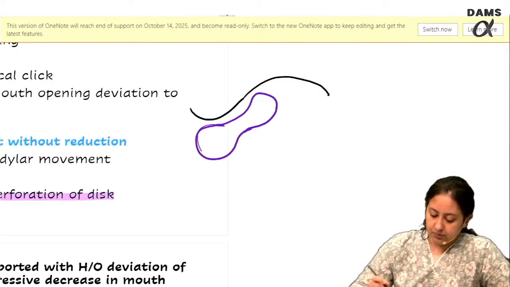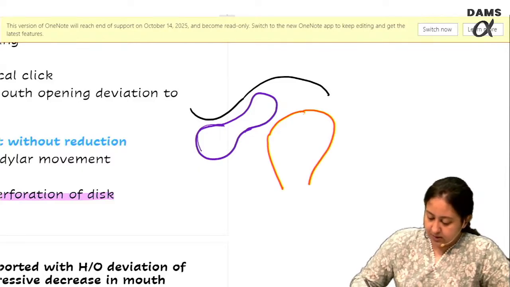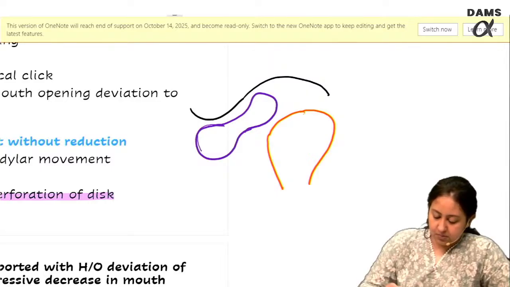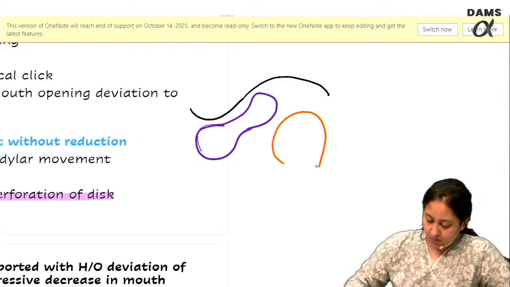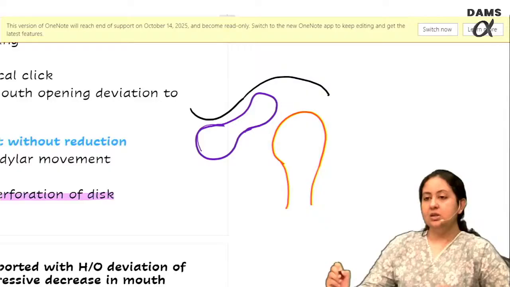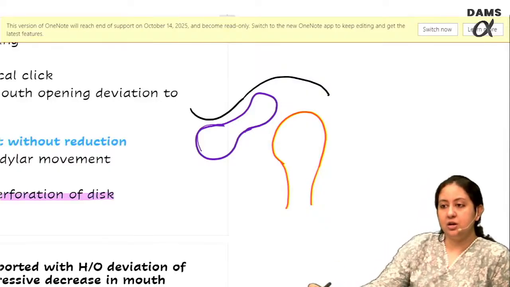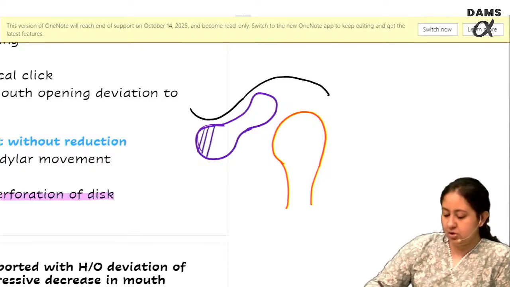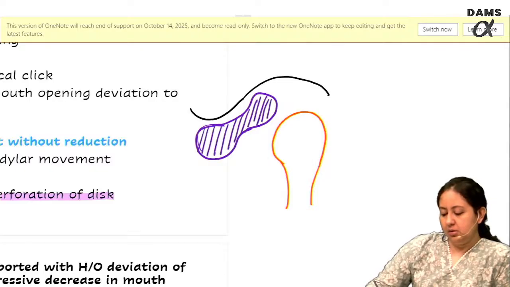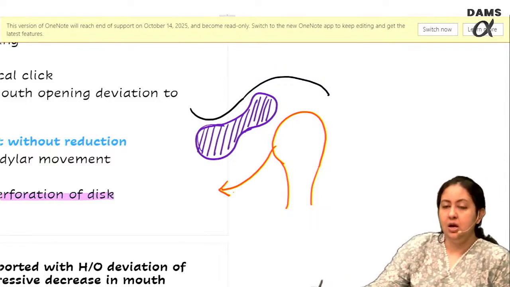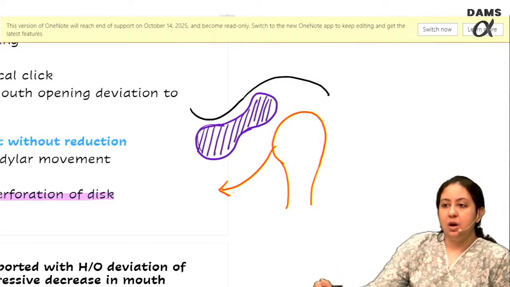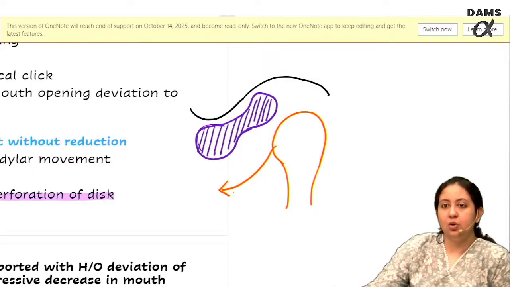Now, this is the condyle in disc displacement without reduction. Now this disc here is stationary in this position. Understand so you won't forget, whenever mouth opening is happening, the disc is interfering with mouth opening. The disc is stopping, or it is present in the path of the condyle.